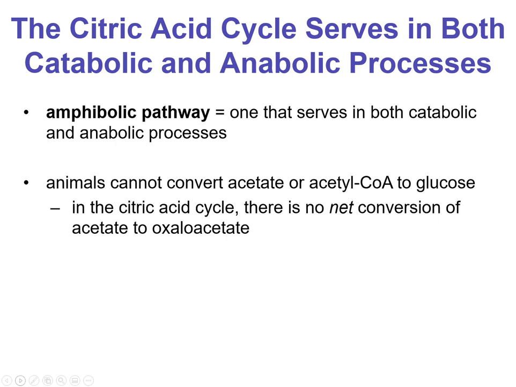The citric acid cycle serves as both a catabolic and an anabolic process. So it's called an amphibolic pathway. If you think about amphi as meaning both, so it can do both. Animals can't actually convert acetate or acetyl-CoA to glucose. There are other organisms that can. We're not even going to talk about that because you already have enough information in this presentation. So if you're interested in that, you can look it up. It's in your book, but we're not going to talk about it.